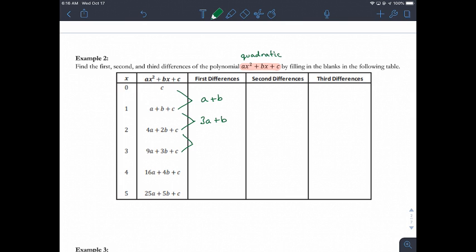9a minus 4a is 5a. 3b minus 2b is b. There we go. We've got 16a minus 9a, which is 7a. 4b minus 3b is b. 25a minus 16a is 9a. And 5b minus 4b is b.